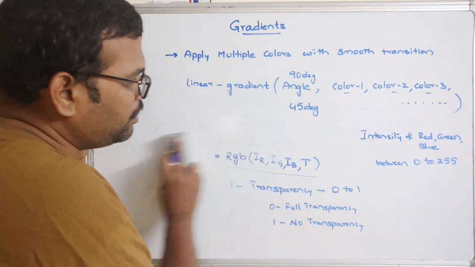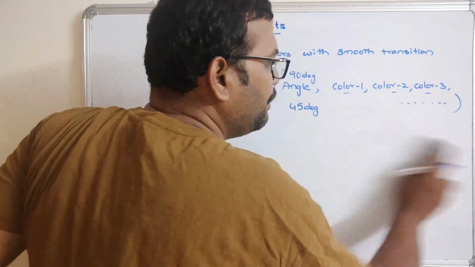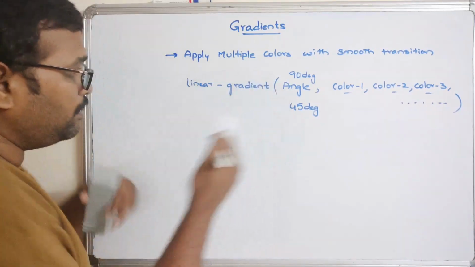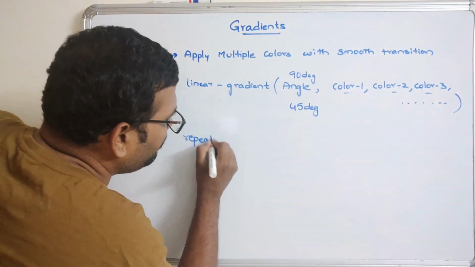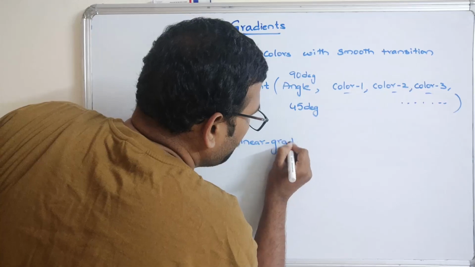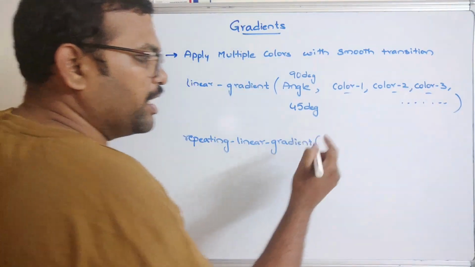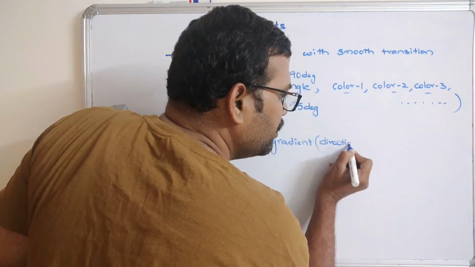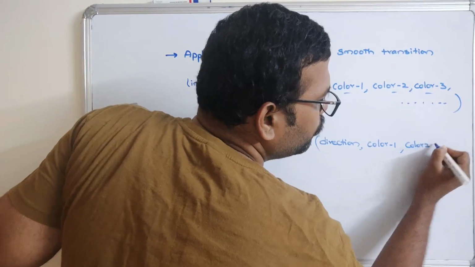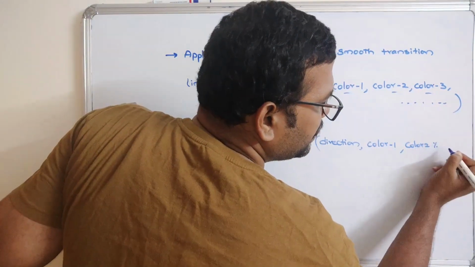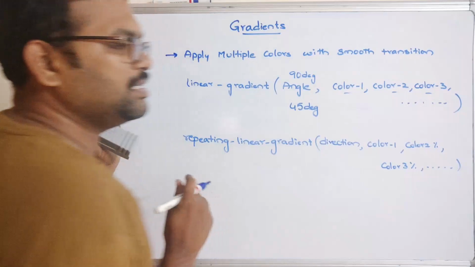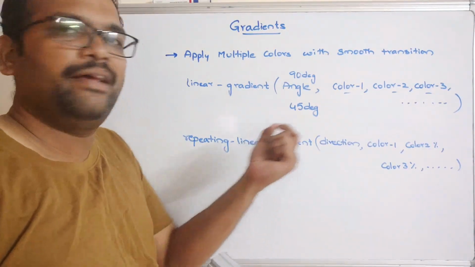And the last one which we have seen, that is a repeating, right? So we can repeat the same transparency throughout the content. So here the same thing, a repeating linear gradient, and here you can give the direction or angle, whatever it may be, and color 1, and here a color 2 with a percentage, and color 3 with a percentage, and etc. So this is the syntax to apply the repeating linear gradient.